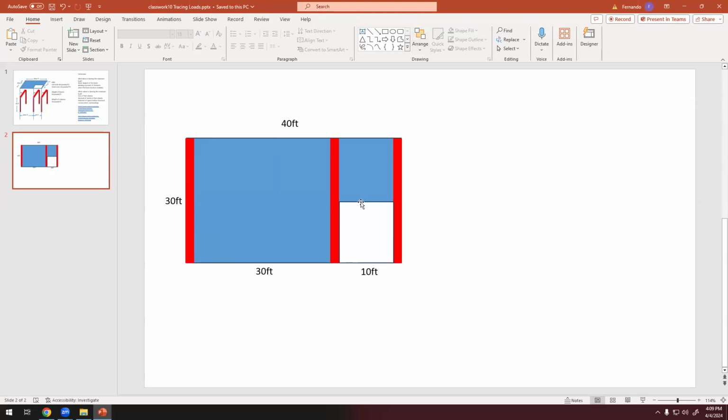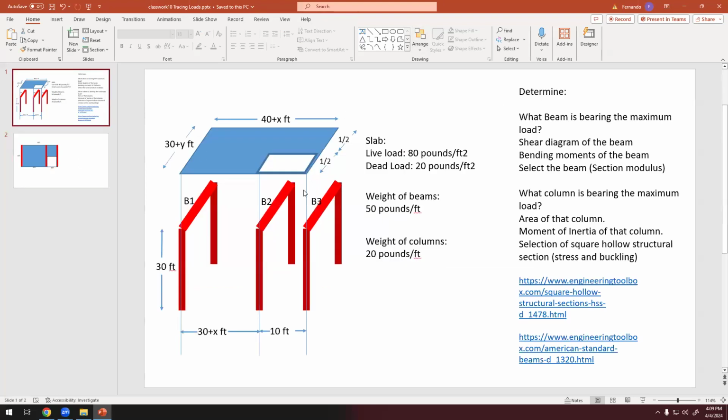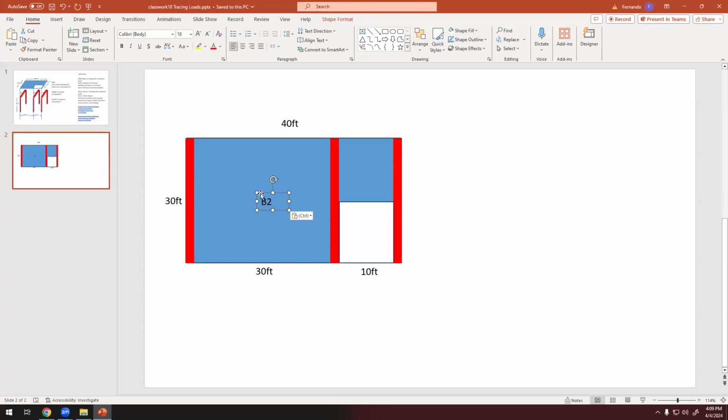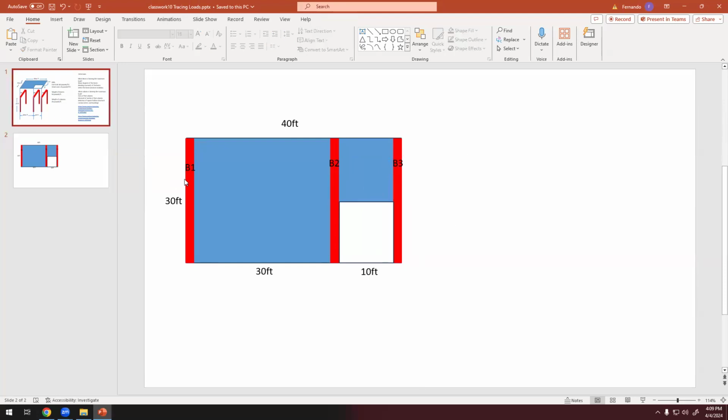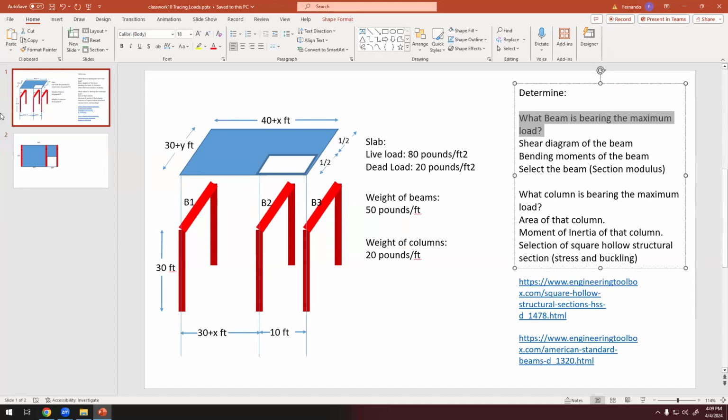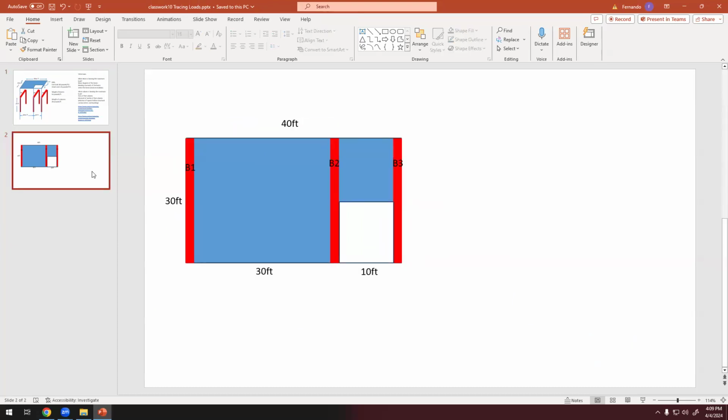And this is 15. So now the first question is, if we have three different beams, B2, B1, and B3. So the first, what beam is bearing the maximum load? 1, 2, or 3? 2. I agree with that.